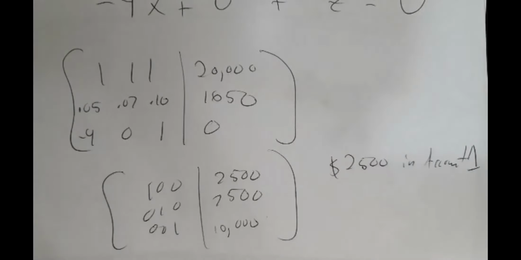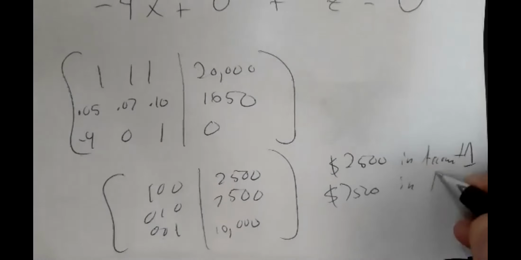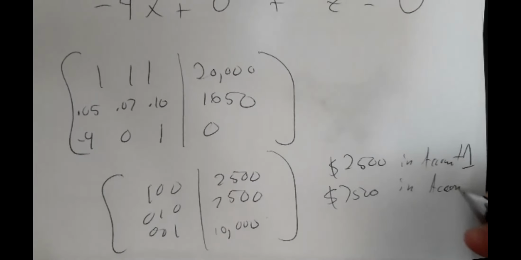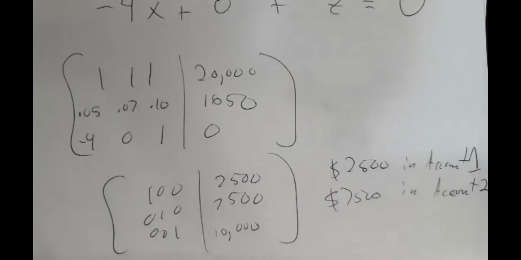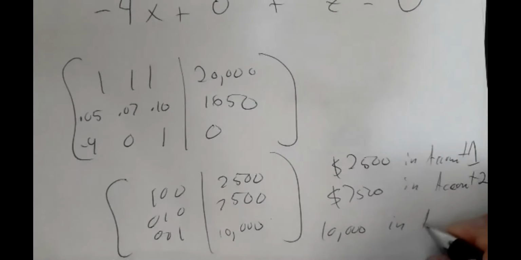And so what does that say? 2,500 in account 1, 7,500 in account 2, and 10,000 in account 3, right? That's what that's saying. All right. Yeah, makes sense. So I'm being kind of lazy. Maybe I should write all my words out here, right? But you should be able to give me some English, right? And account 3.